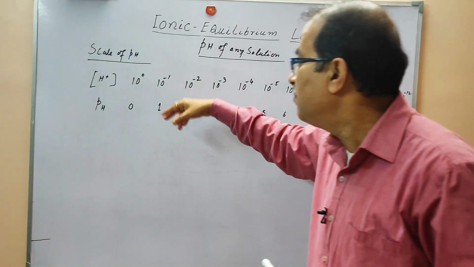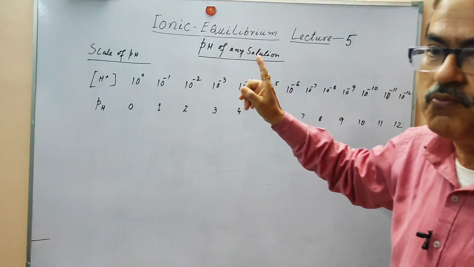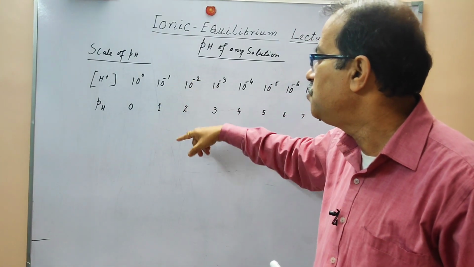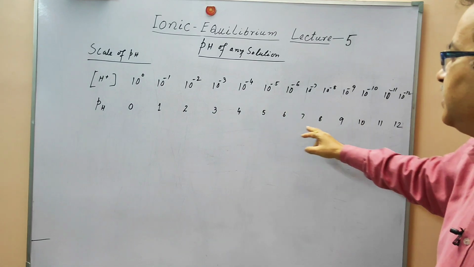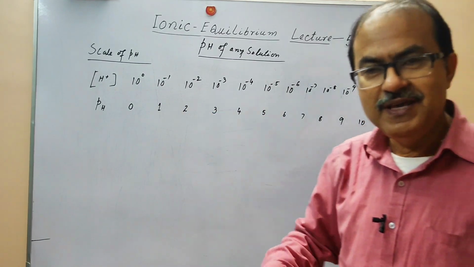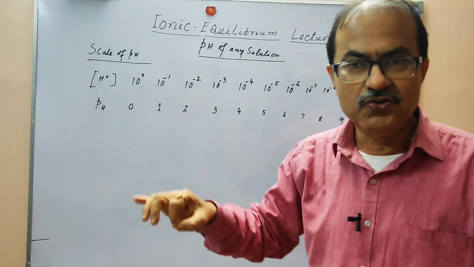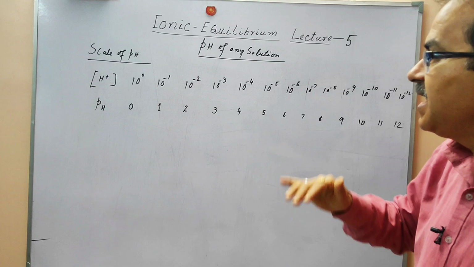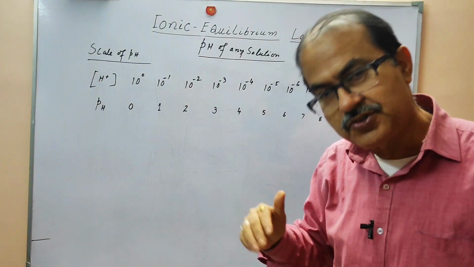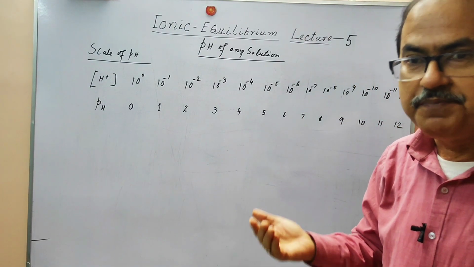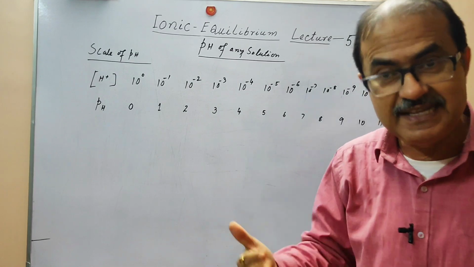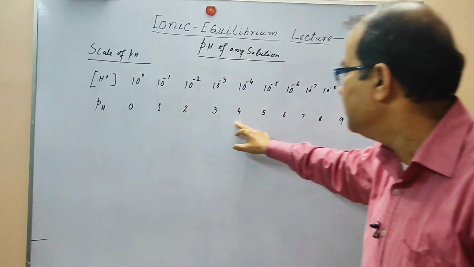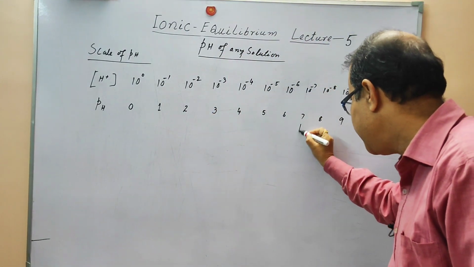When 10 to the power minus 1 means 0.1 molar H plus ion, then pH will be 1, then 10 to the power minus 2, then pH will be 2, and in this way you can see that as the H plus ion is decreasing in the solution, the pH is increasing. That is to be understood. That is a very important thing. As the concentration of H plus ion is increasing, the pH value is decreasing. Here you can see the concentration is decreasing, the pH value is increasing.